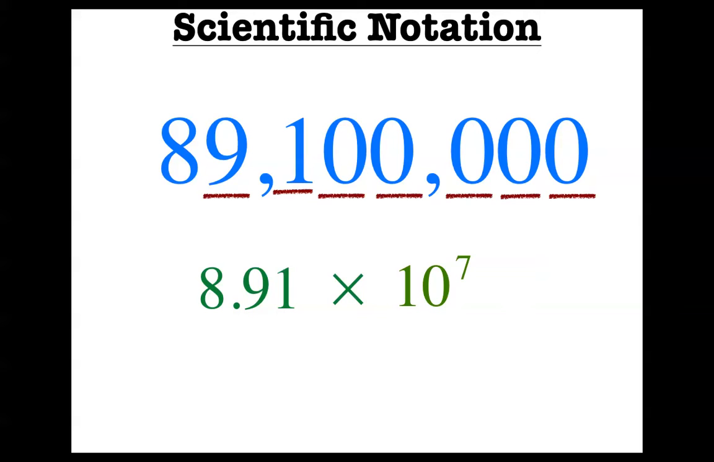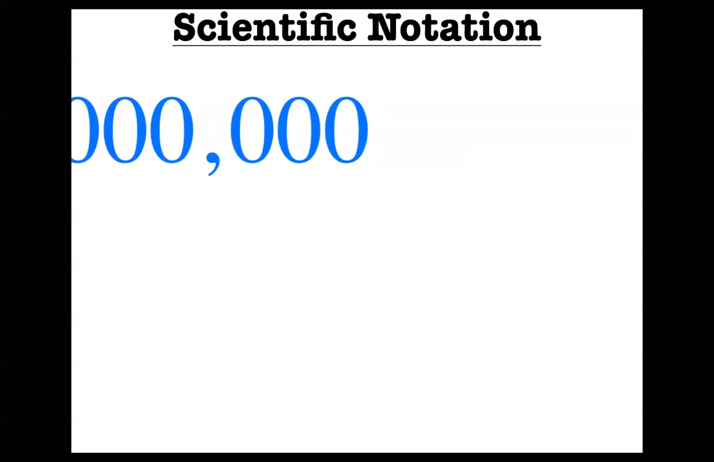You just count how many spaces you have to move the decimal, and you put that number as the exponent on the 10. So the decimal goes there, and that is how we do it.